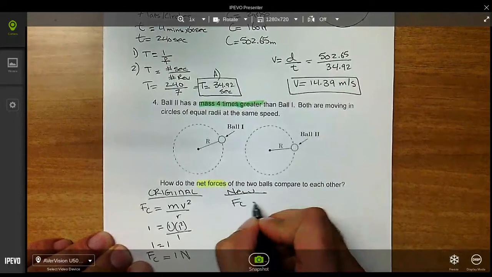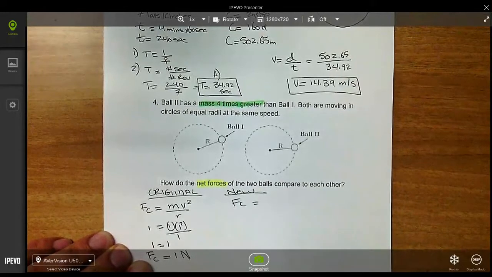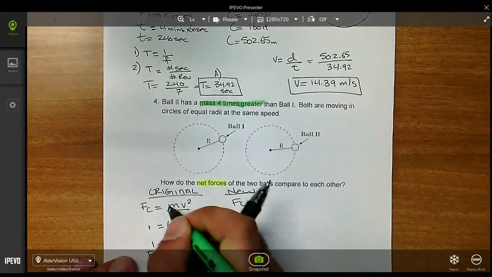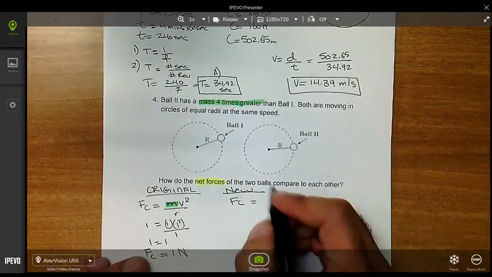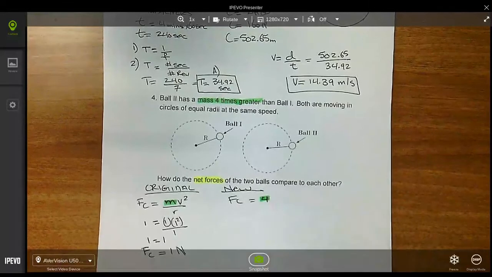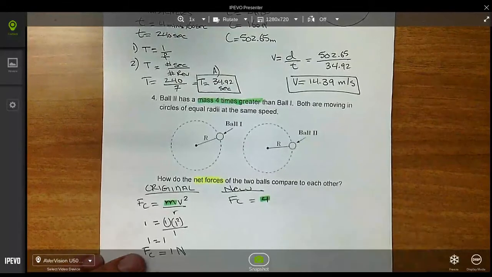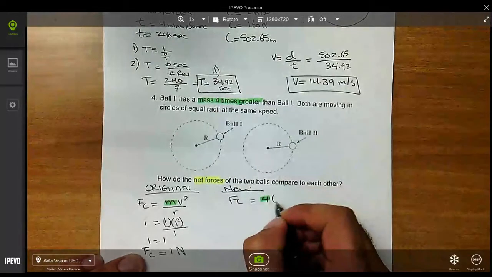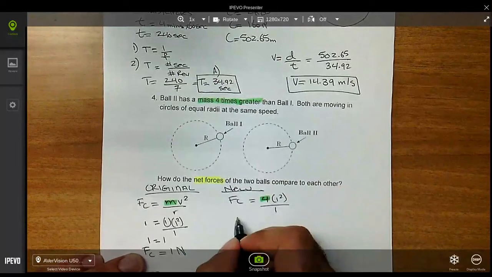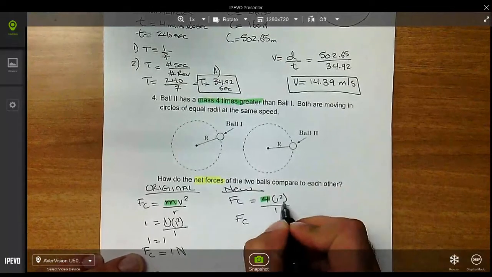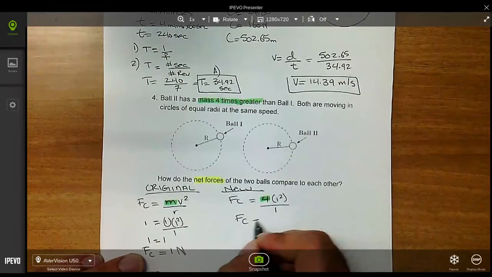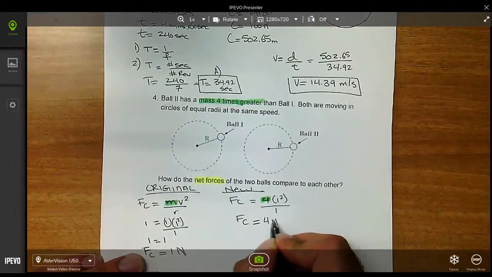Centripetal force, what I'm solving for, is equal to the mass, which is what gets changed. The original was 1, and that mass now becomes 4. So this is 4 instead of 1. Our velocity remains the same because it's the same speed, so still 1 squared, and same radius, so still 1. So Fc is equal to 4 times 1 squared. 1 squared is still 1, so 4 times 1 divided by 1, Fc is equal to 4 newtons.